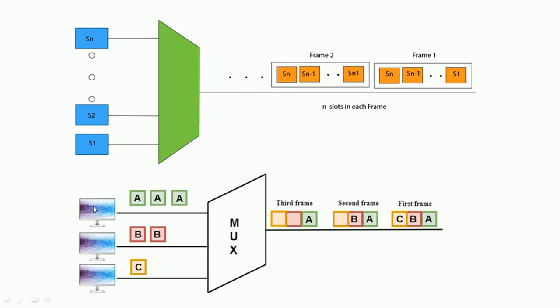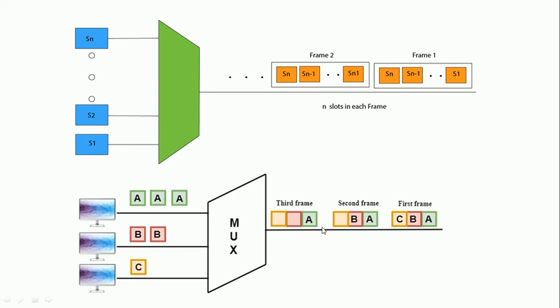So here for example, 3 devices are going to send data. The first device has 3 units, AAA, the second has 2, BB, and the third has C. The multiplexer will take the input from all the devices and create the frames. There are 3 devices, so 3 frames will be created. The first frame contains data from all 3 devices, A, B and C. In the second frame, A and B still have data, but C has completed its transmission. So the third part of the frame is empty, that is, the third time slot which was allotted to the third device.